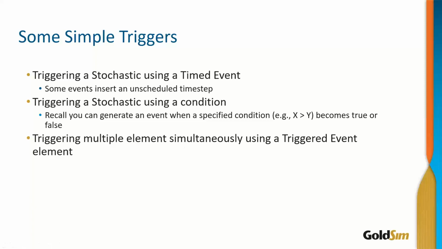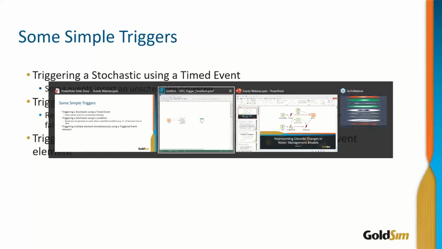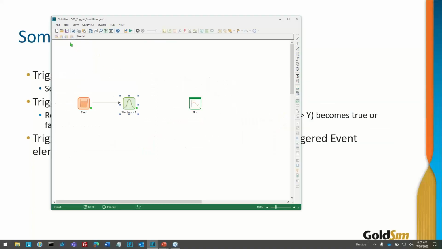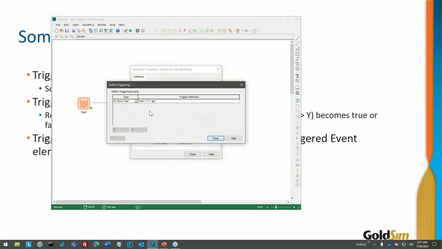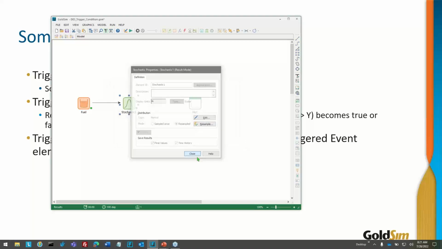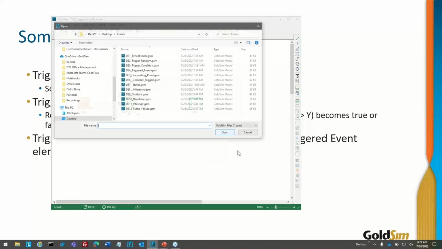Let's talk about another thing about triggering. What if you needed to trigger multiple elements simultaneously, right? So something occurs, and because of that, you want to influence multiple elements. Obviously, one way you could do that is you could type in this condition over and over again. But GoldSim provides an easier way to do that.